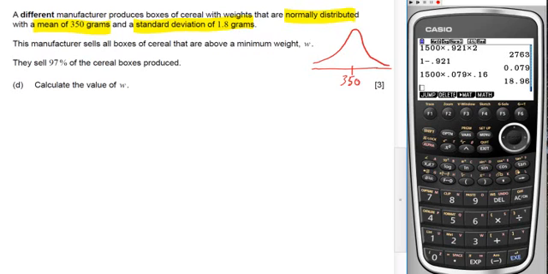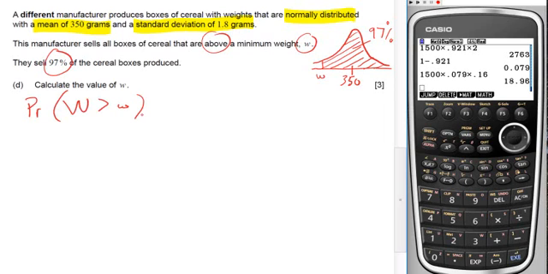But this manufacturer actually knows they sell 97% of the cereal boxes they make. And it's because they're above a minimum weight W. So you want 97% above a particular weight. I hope you can appreciate that weight is going to have to be a fairly long way back in the left-hand end to make the right-hand end 97%. Now, you need to find that figure, little w. So the probability that your weight is greater than this unknown number, little w, is equal to 0.97.